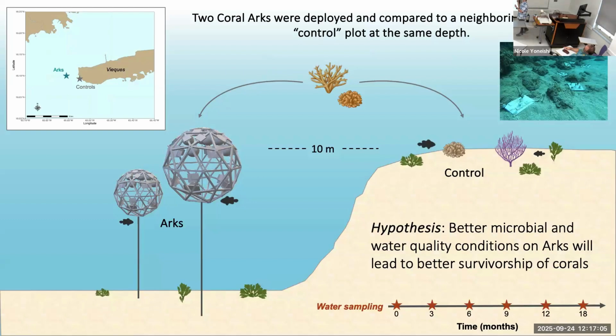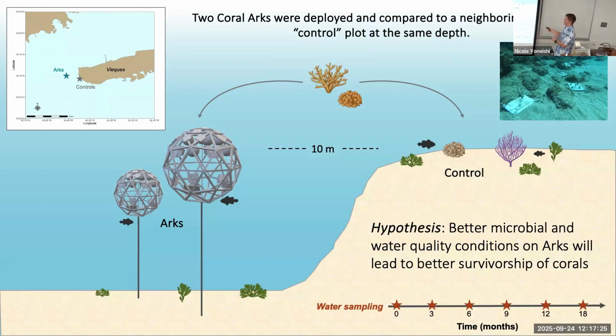And so for our first big field experiment, we're working here in Puerto Rico off the coast of Isla Vieques, which is a little island off of Puerto Rico's east coast. And we deployed two arcs, and this is in a little bit deeper water. It's about 60 feet deep. And then the arcs are floating, right? So we had them floating at about 10 meters. The tops of the arcs were about 10 meters, so 30 feet.